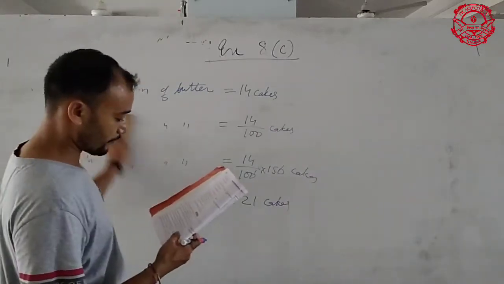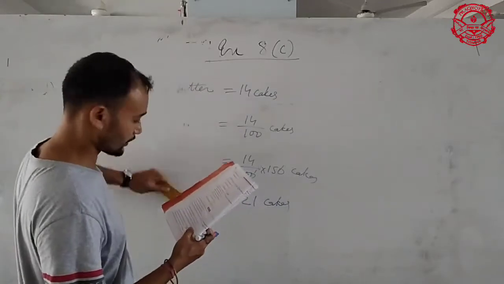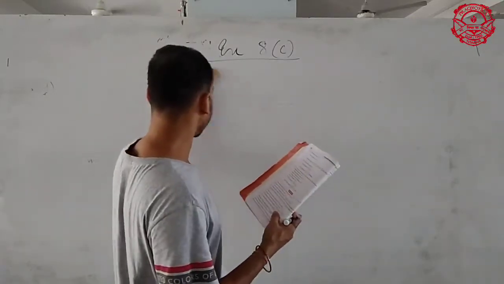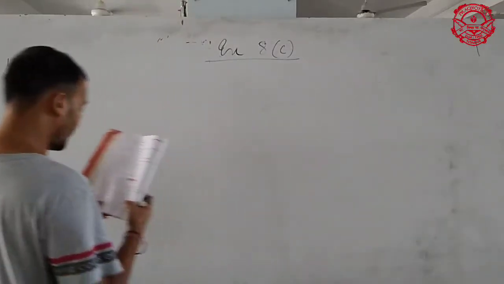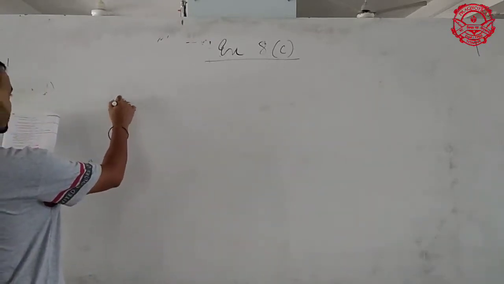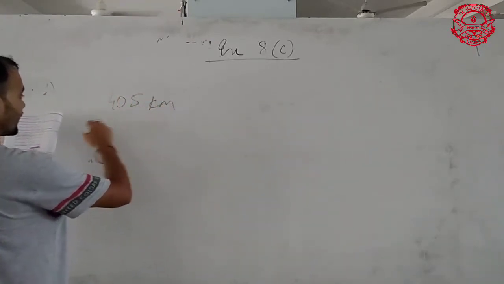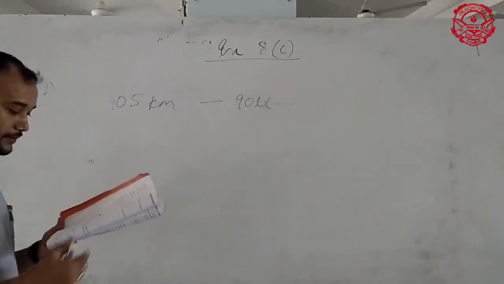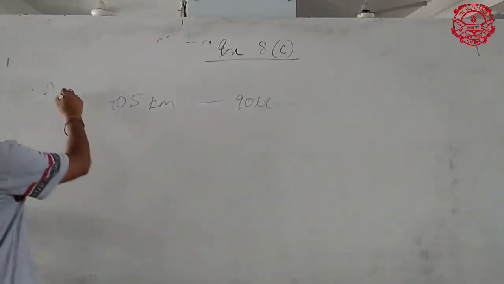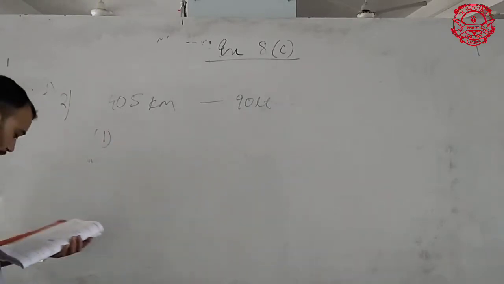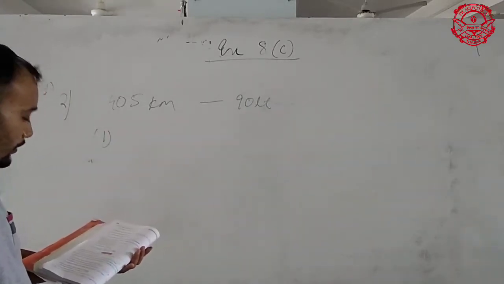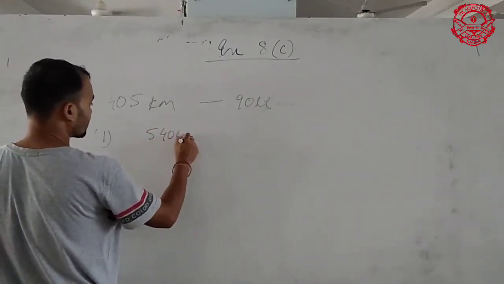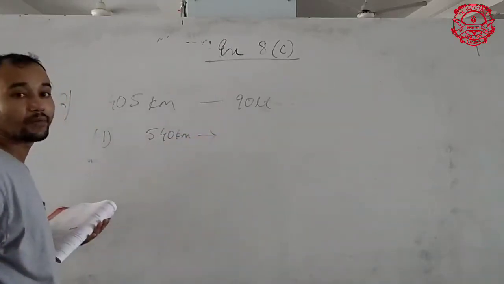A plane requires 90 liters of fuel, not petrol actually, 90 liters of fuel to fly 405 km. In order to fly 405 kilometers, the plane requires 90 liters. Now the first part of question 2. They are asking how much fuel is needed for 540 kilometers. To fly 540 kilometers, how much amount of fuel will the plane require?